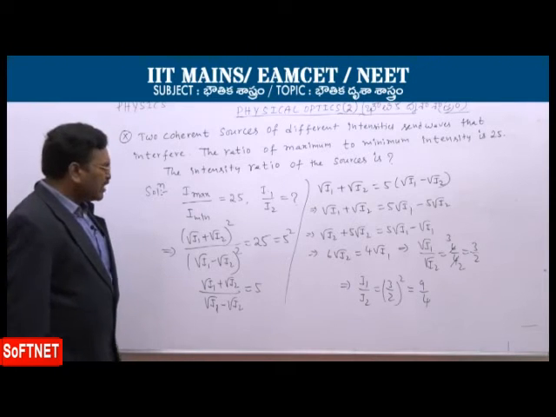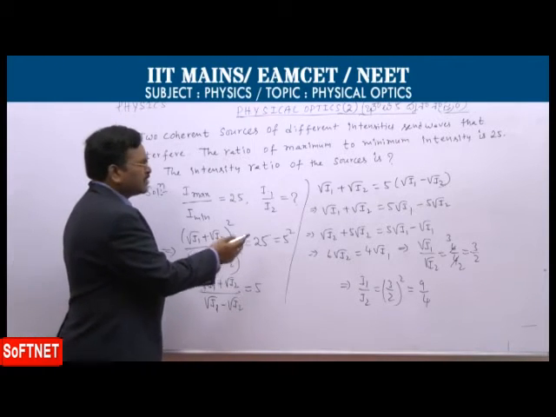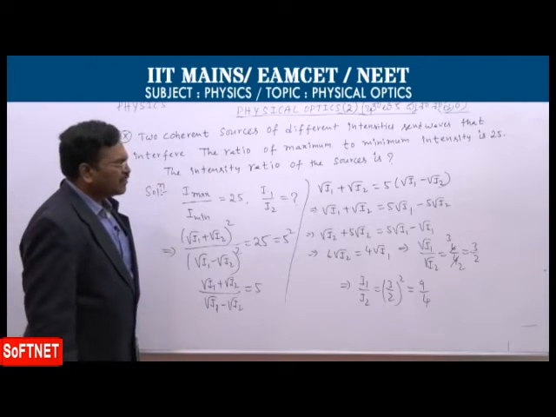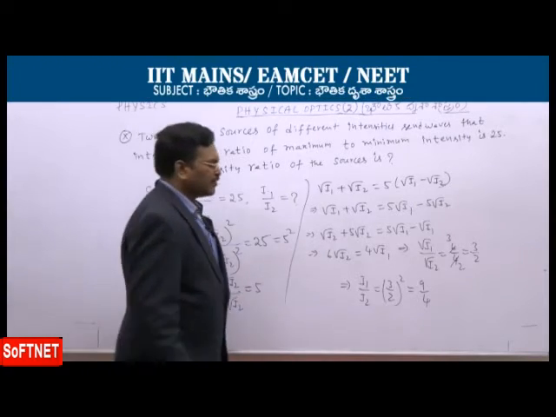So that squares will get cancelled. We simplify. What answer are we getting now? I1 by I2 is 9 by 4. Note down.